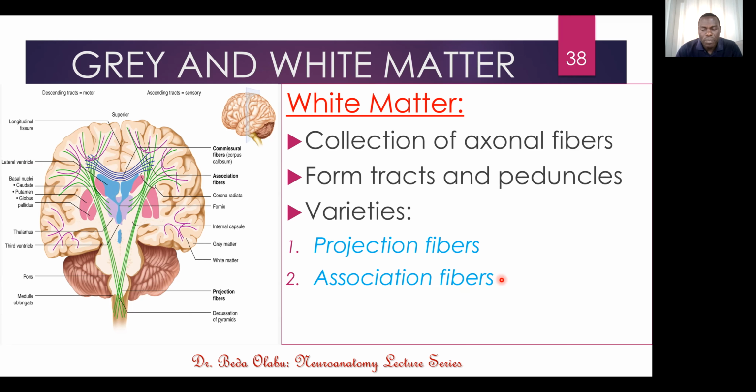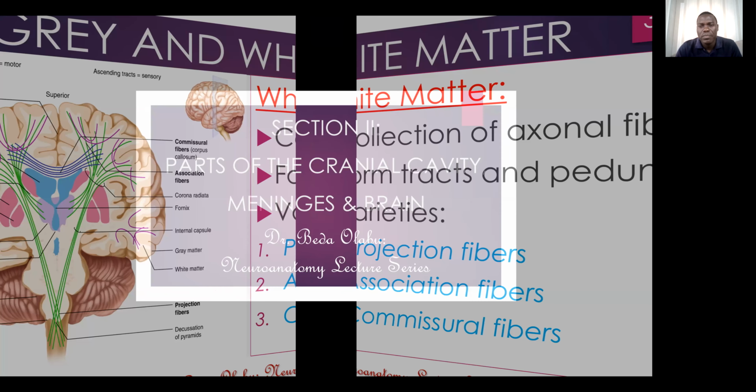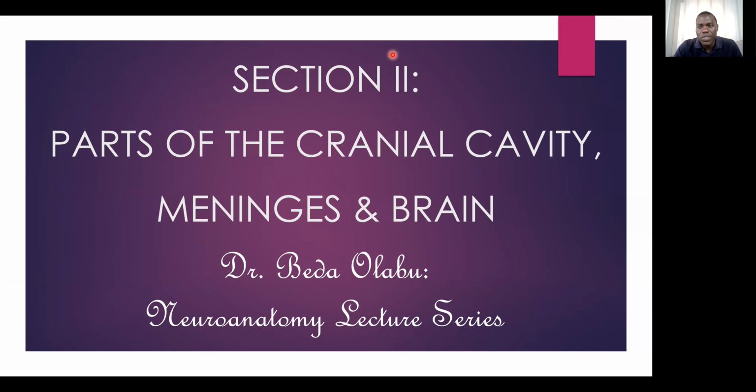Also different from commissural fibers. Commissural fibers connect similar cortical regions between the right and the left side. Those are commissural fibers. So that is white matter. And that marks the end of that introductory part. So if you have a question, you can ask before I give you a break.